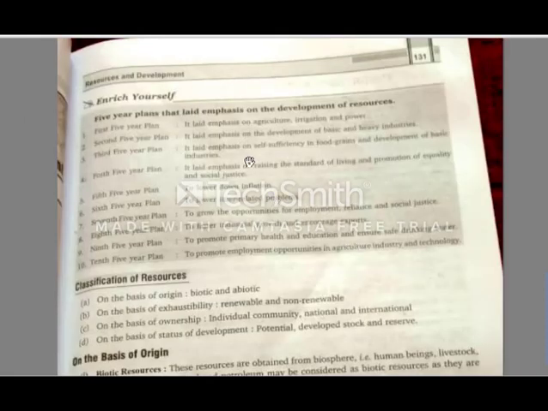Okay, on this page, 5-year plans that laid emphasis on the development of resources. So laid means put, keep, and emphasis means force. So these are the five year plans to promote development of resources. Okay, so these all 10 points you will read yourself.